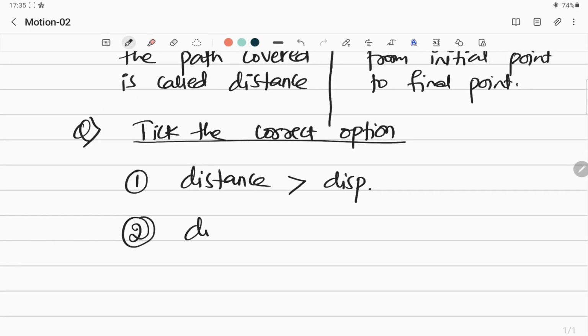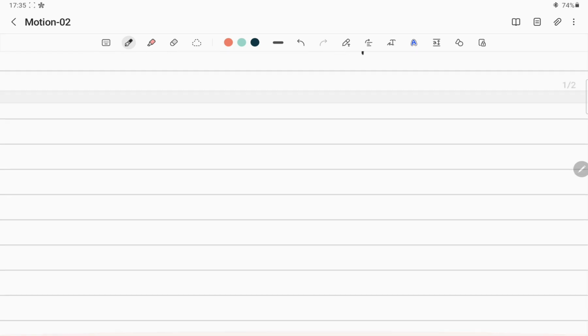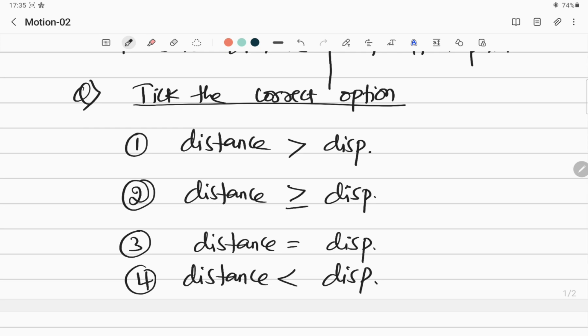All right, and second option is distance is greater than or equal to displacement, and third one is distance is equal to displacement, and fourth option is distance is less than displacement. Which one will you take? Just think about it. Now look at this.